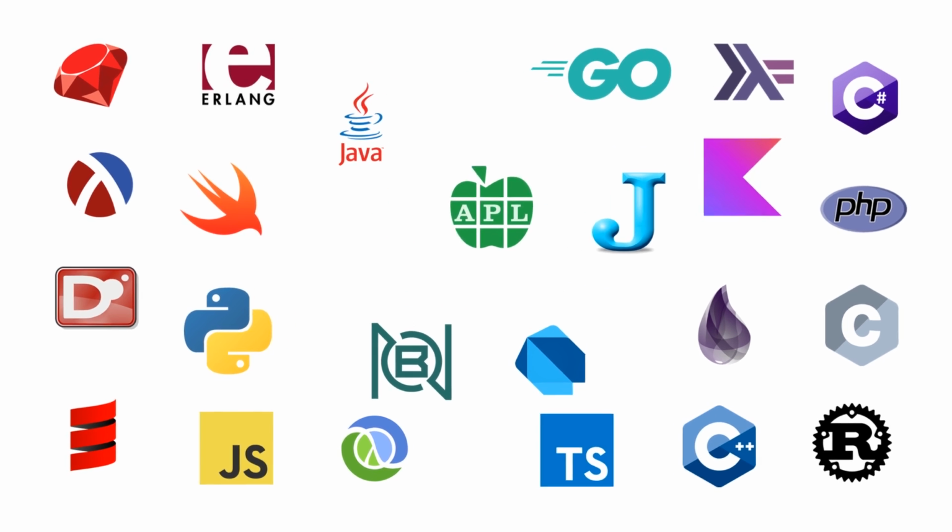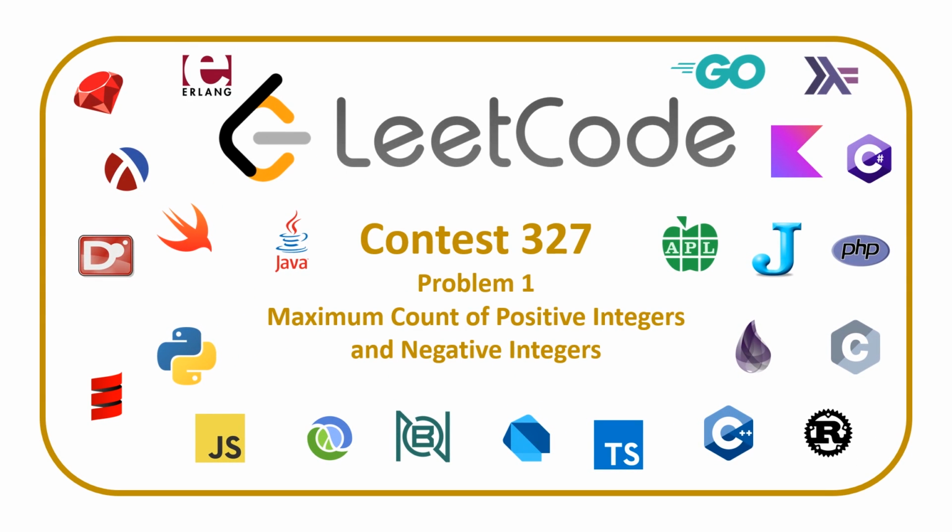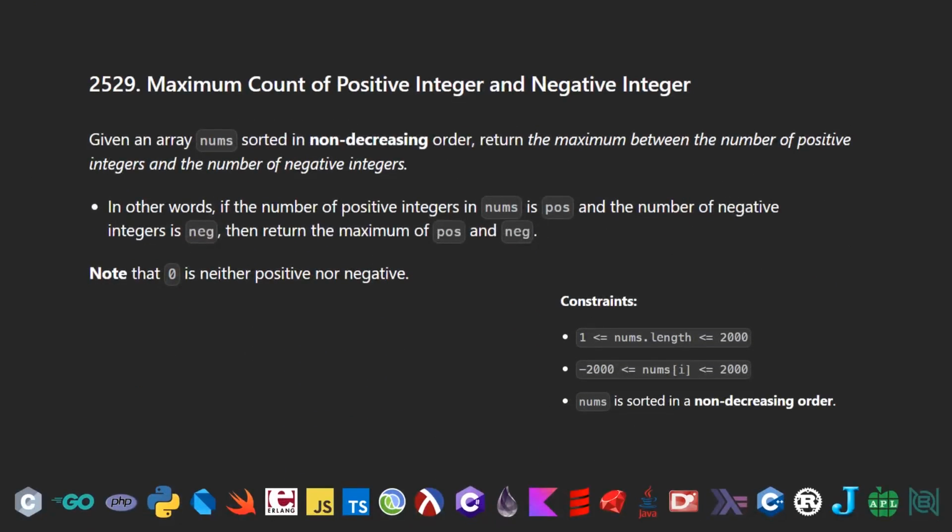So the problem we're going to be solving is problem 1 from contest 327. If you're watching this when this video comes out, it will be the most recent LeetCode contest that happened, and the problem is entitled Maximum Count of Positive Integers and Negative Integers. The problem statement is as follows. Given an array nums sorted in non-decreasing order, return the maximum between the number of positive integers and the number of negative integers. And it says at the bottom, note that 0 is neither positive nor negative.